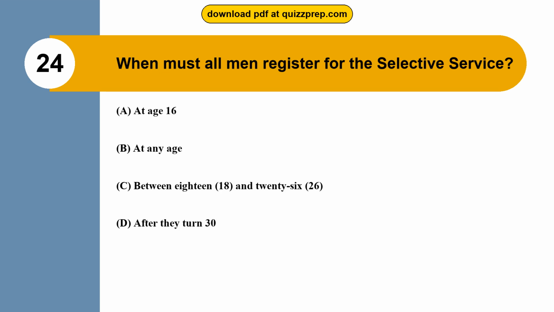Question 24. When must all men register for the Selective Service? Option A, at age 16. Option B, at any age. Option C, between 18 and 26. Option D, after they turn 30. The correct answer is option C, between 18 and 26.